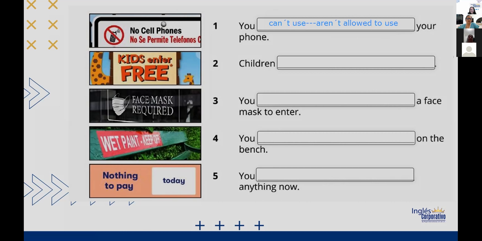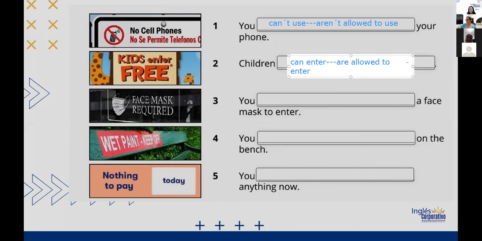For the second one, kids enter here. Children can enter here, or children are allowed to enter. Exactly. Children can enter here, or children are allowed. That's a possibility. So this is a permission. Children are allowed. Children can enter here.